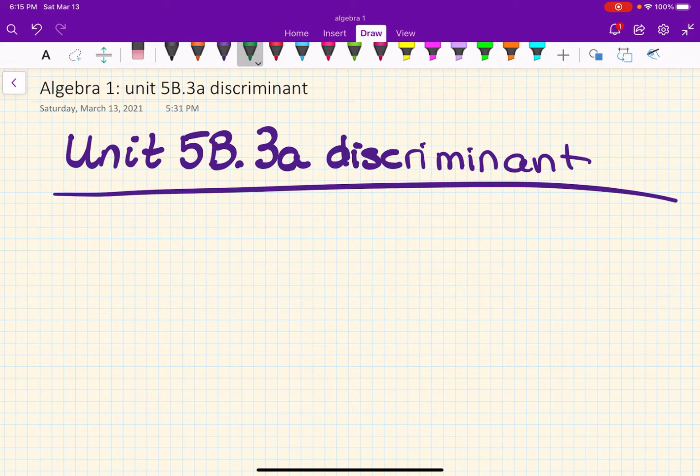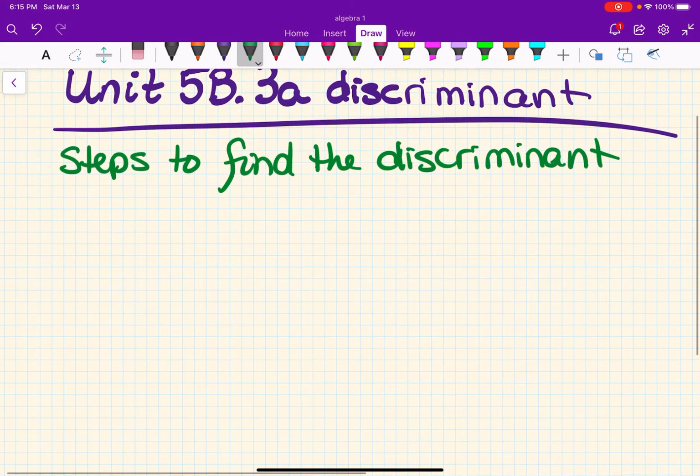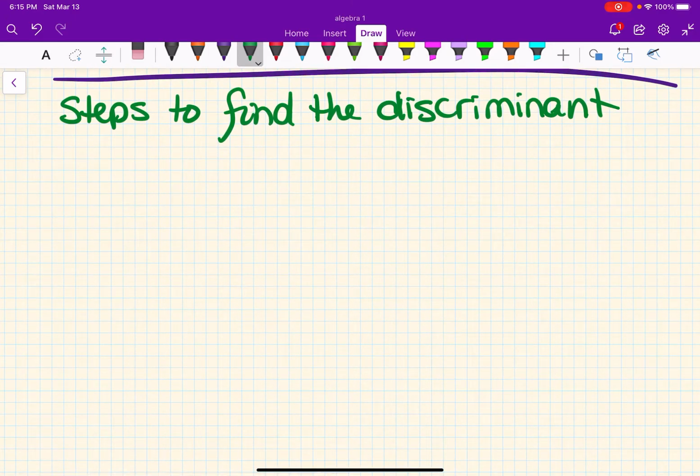So here are the steps to find the discriminant. You always want to do the discriminant first before you complete the quadratic formula. I have found over the years, Mr. McGrath has found over the years, that if you try to do the whole quadratic formula at once, people generally get it wrong. So we found a way to split it up that works really well, and it also tells you what types of solutions you're going to be looking for.